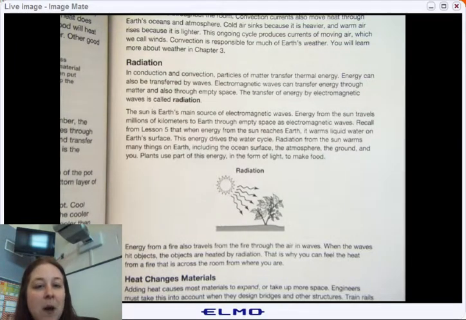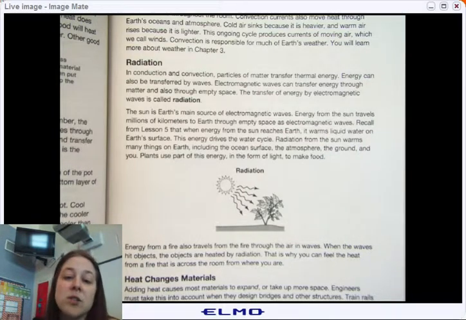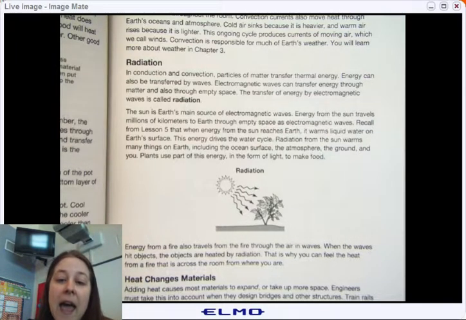Energy can be transferred by waves. Electromagnetic waves can transfer energy through matter and also through empty space. The transfer of energy by electromagnetic waves is called radiation. The sun is the Earth's main source of electromagnetic waves. Energy from the sun travels millions of kilometers to Earth through empty space as electromagnetic waves.